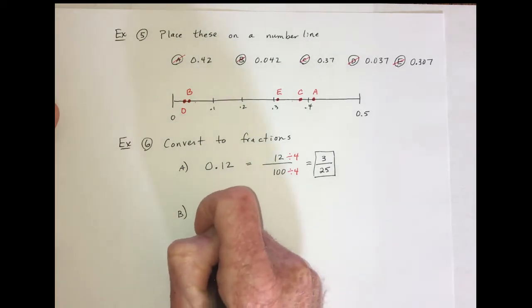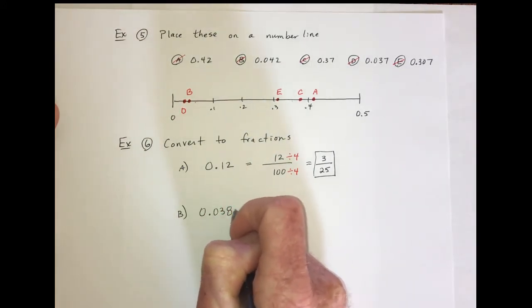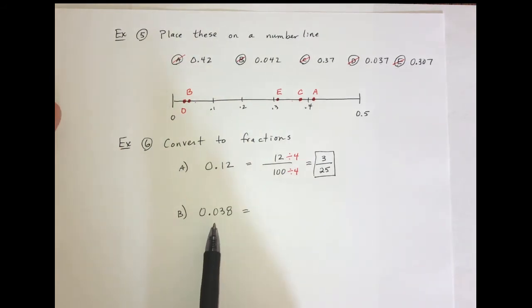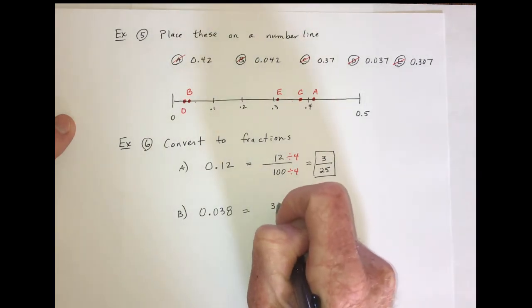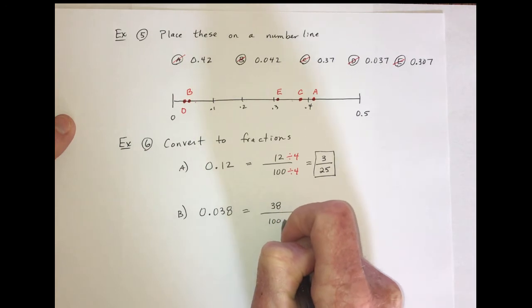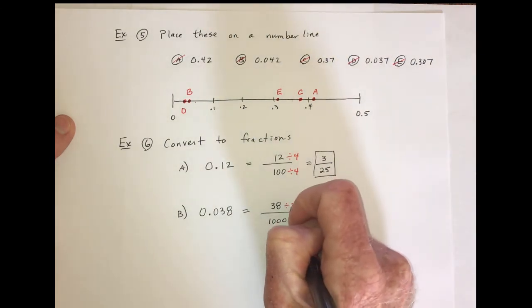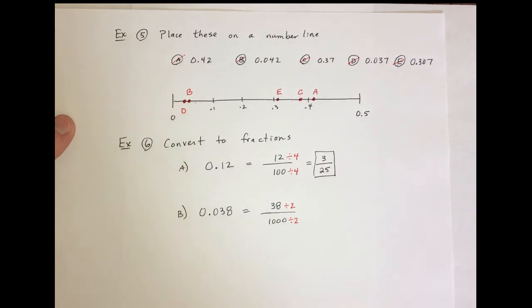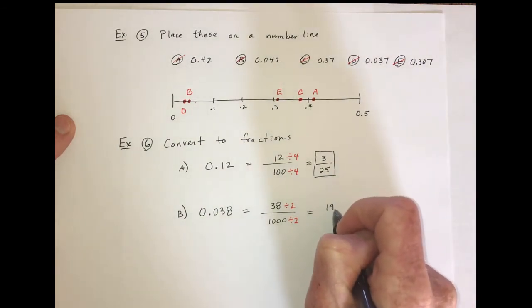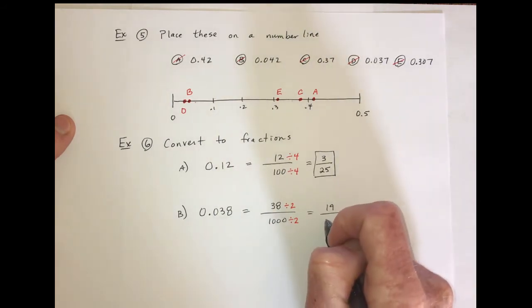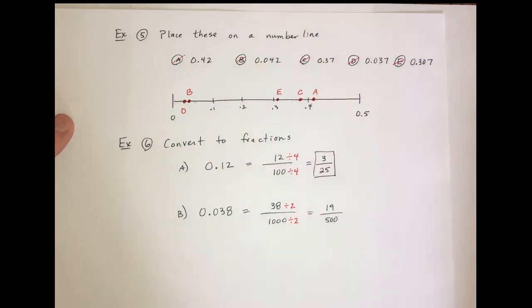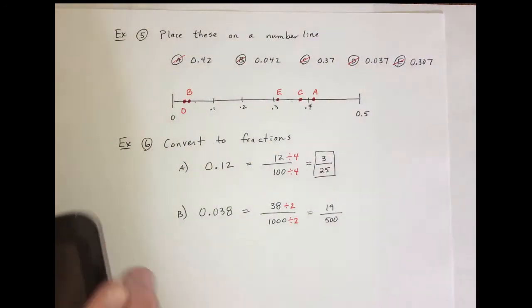Then for part B, how about 0.038? So again, use the words. This is tenths, hundredths, thousandths. So this is 38 thousandths. And then reduce. So I know this is an even number, so this can be divided by 2 and this can be divided by 2. So reduce by dividing by 2 and dividing by 2. And 38 divided by 2, that's 19. 1,000 divided by 2 is 500. And I can also use a calculator to check my answer.